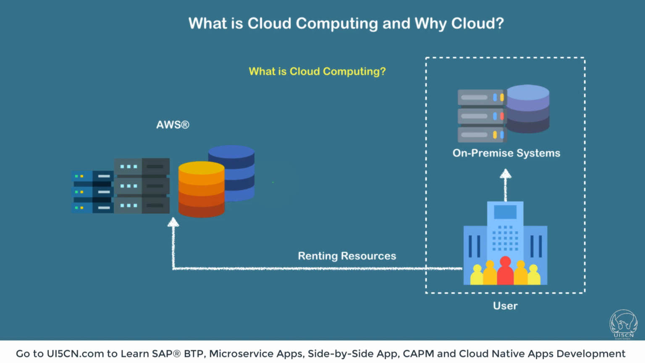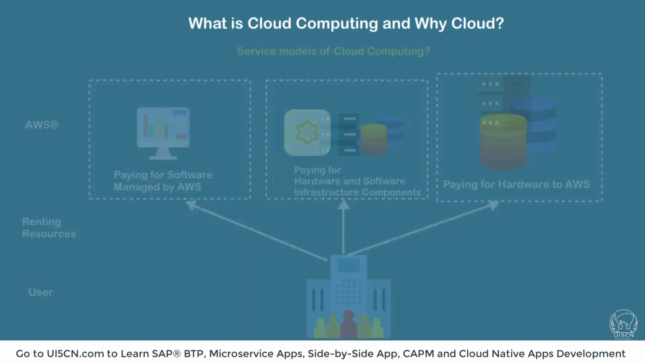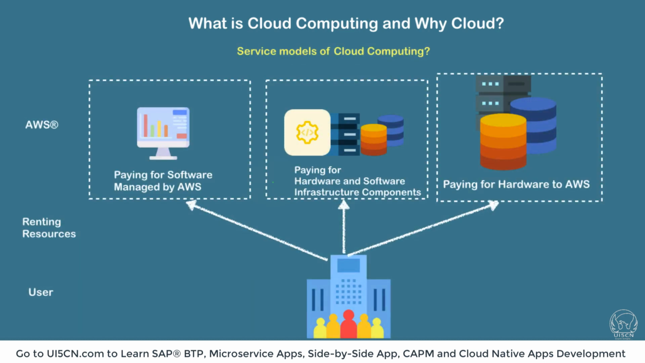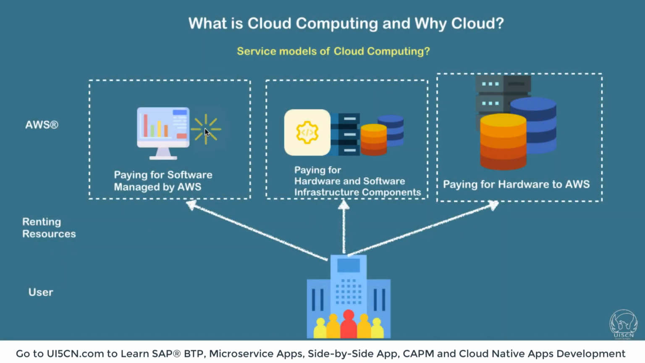So based on this type, we have divided the cloud offering into different service models. For example, in the first case here, we are just paying AWS for the software, and we are basically renting the software.